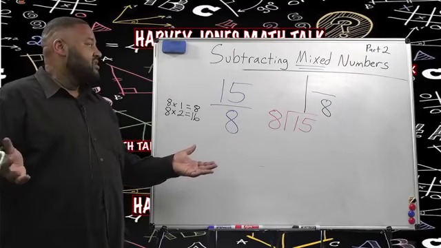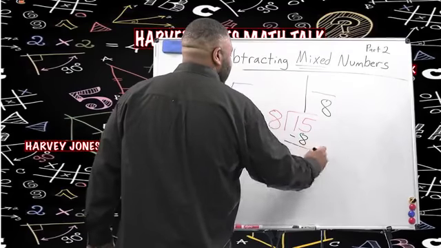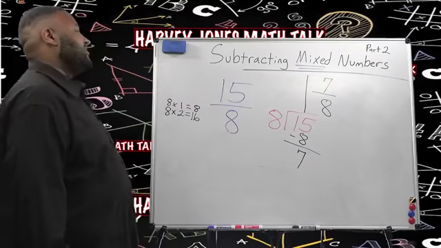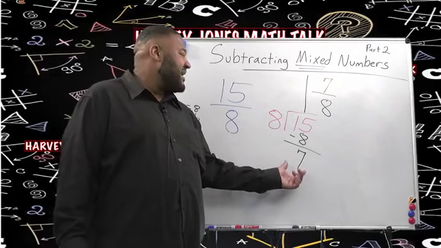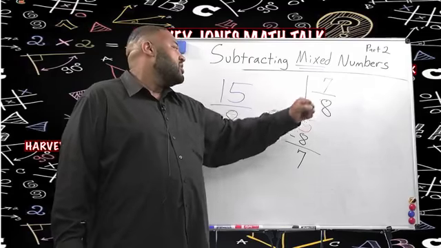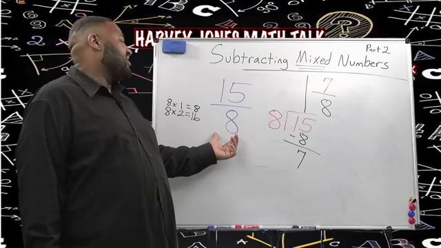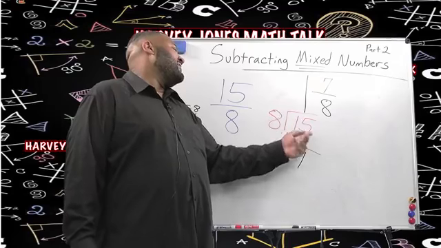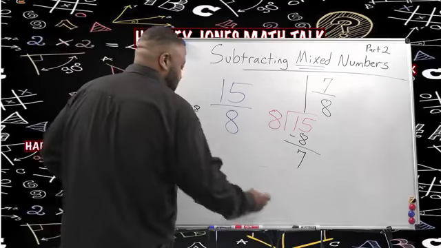Now, 1 times 8 is 8. You subtract, and it becomes 7. Whatever your remainder is, your remainder becomes your numerator. Your denominator stays the same. And what we had to do to find our big number was find out what gave us close to 15 without going over. That's it, folks.